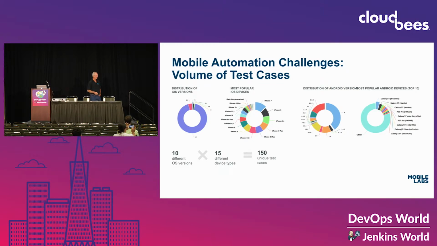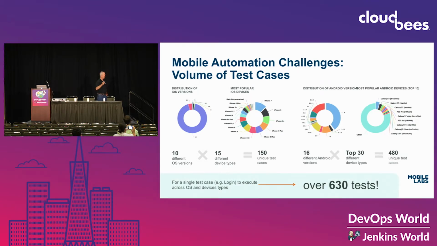Ooh, let's go to Android, right? So bajillion OS versions, you can't do all of them, right? Just take top 30. Narrow it down a little bit, right? Well, that's 480. So if I'm going to run login on iOS and Android, that's a bunch of tests. That's just for login. If I'm doing the Delta app, right, how about booking a flight, checking my status on a flight?